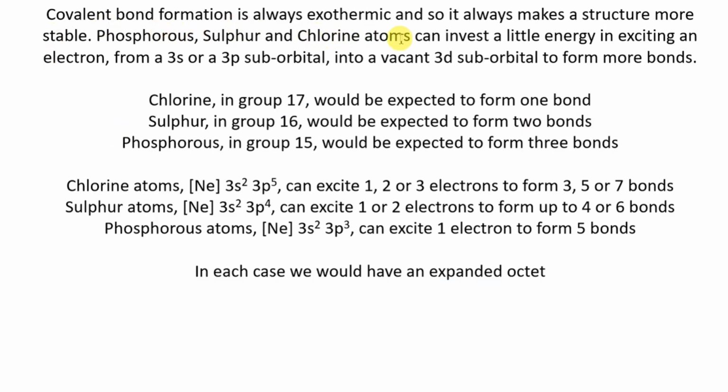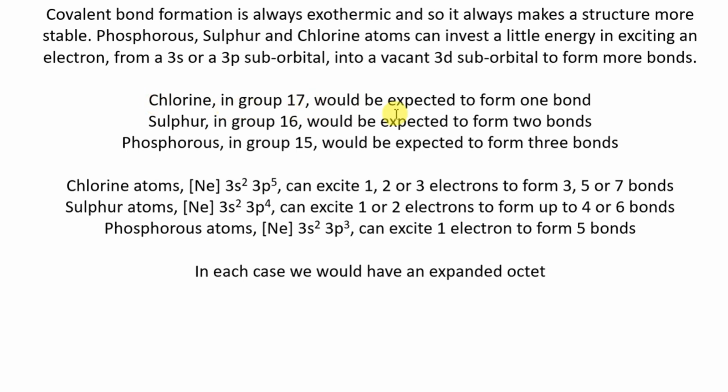Covalent bond formation is always exothermic, and so it always makes the structure more stable. Phosphorus, sulfur, and chlorine atoms can invest a little energy in exciting an electron from a 3s or a 3p suborbital into a vacant 3d suborbital to form more bonds.